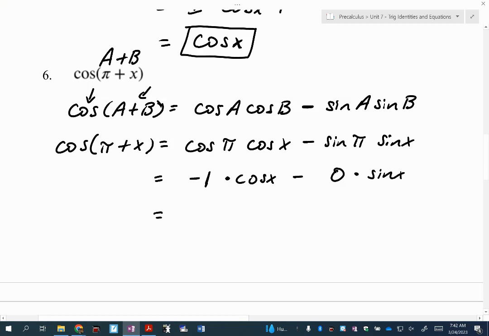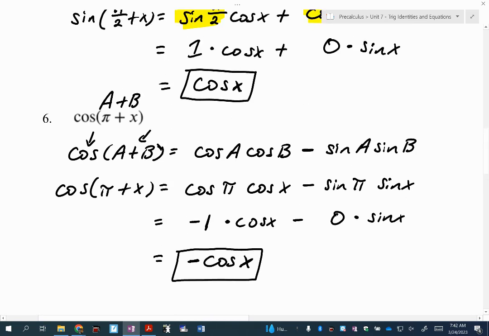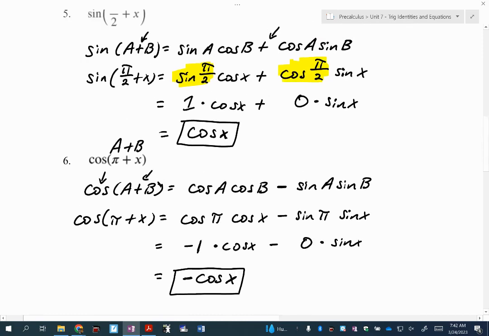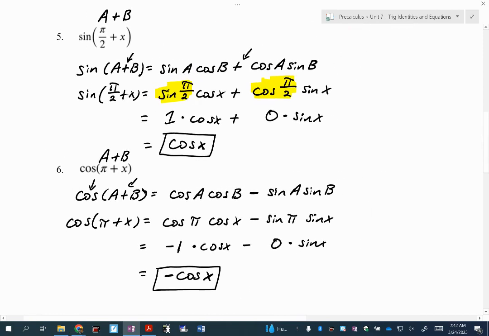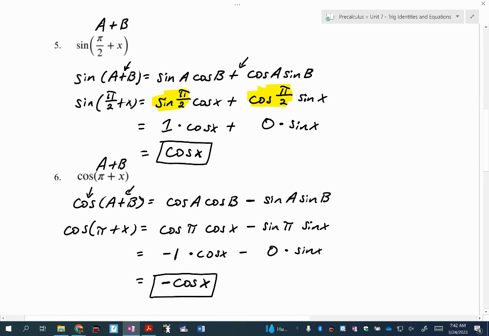So similar to what we had on the previous one, the stuff on the right-hand side is going to be 0. 0 times the sine of x is 0. And -1 times cosine x gives us the opposite of the cosine of x. So be prepared to have those formulas memorized, but also be ready for some questions using quadrantals. So that's it for 5 and 6.